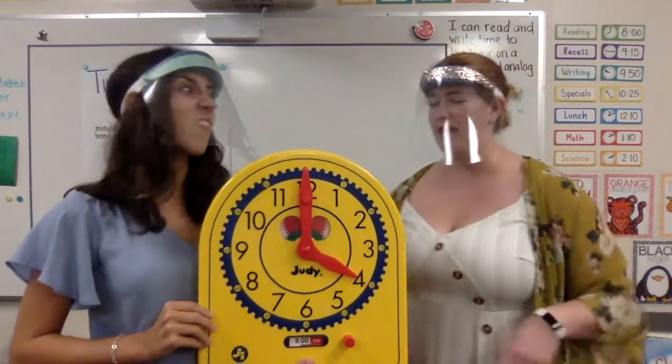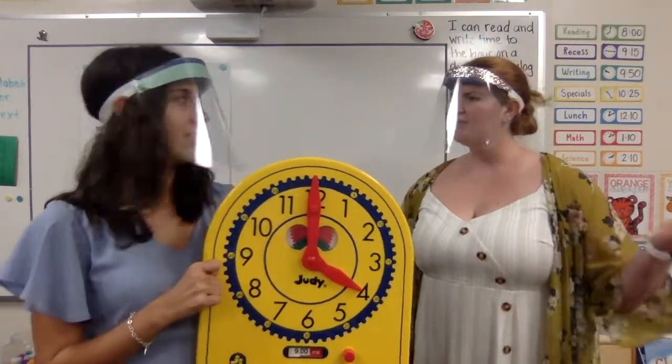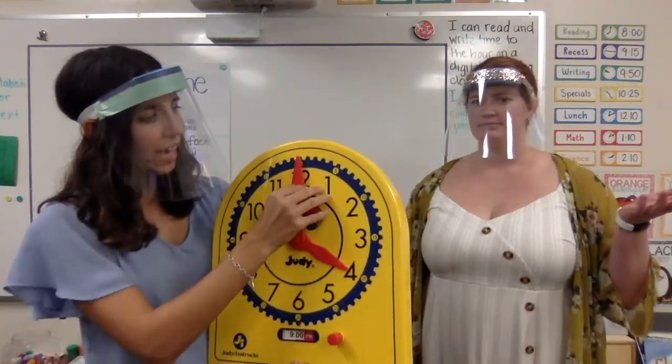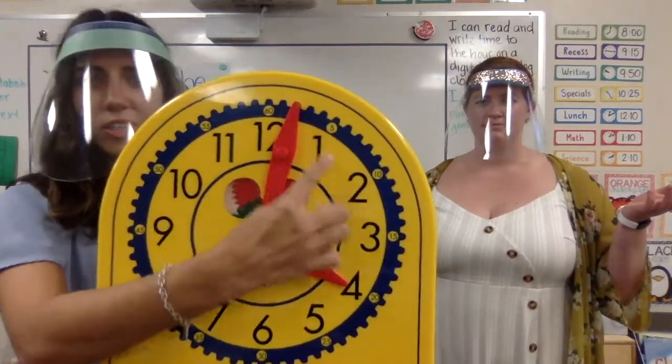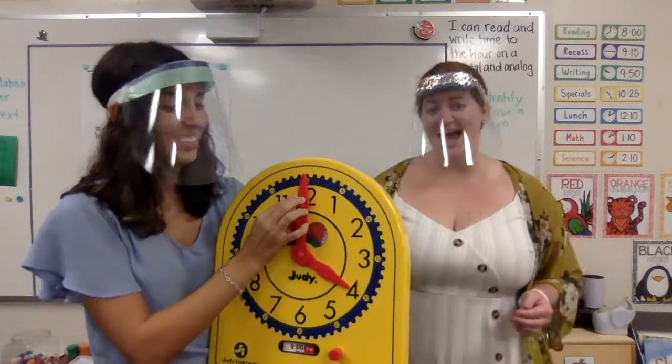It didn't go all the way around. Minutes are a lot shorter than hours, and so they go a lot faster around the clock. How many minutes are in 1 hour? Oh my goodness. Well, if we count our minutes on our Judy clock, we can see that there are 60 minutes in an hour. That's a lot of time, Miss Lestico.